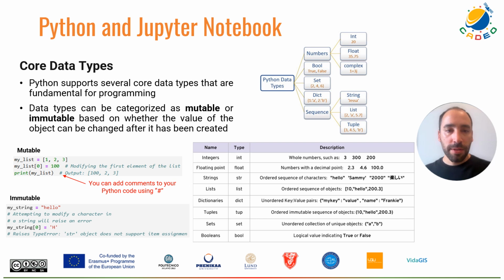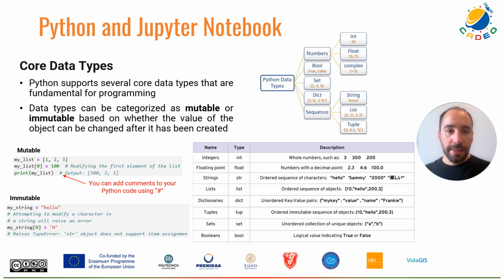Then we have tuples. Tuples are similar to lists but are immutable, meaning their contents cannot be changed after creation. For example, if you put in round brackets 1, 2, 3 and close the round bracket, you create a tuple. Tuples are often used for fixed collections of items.